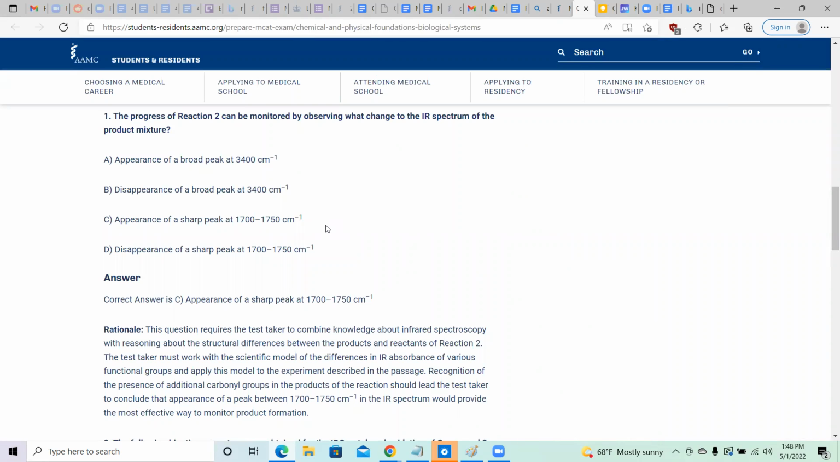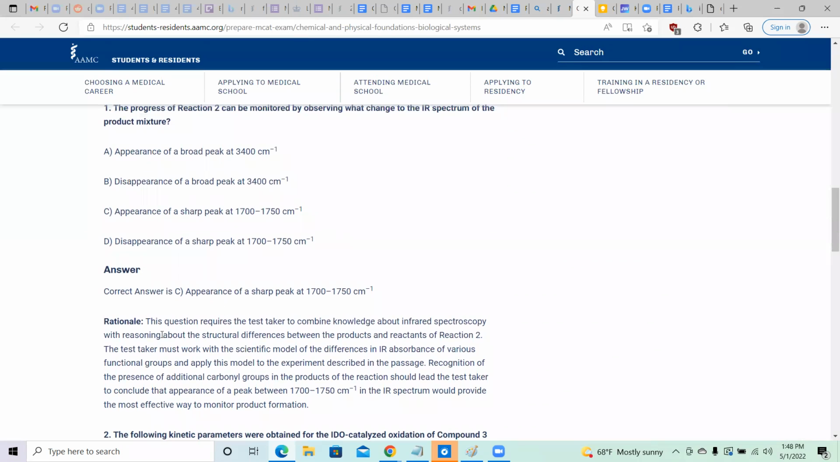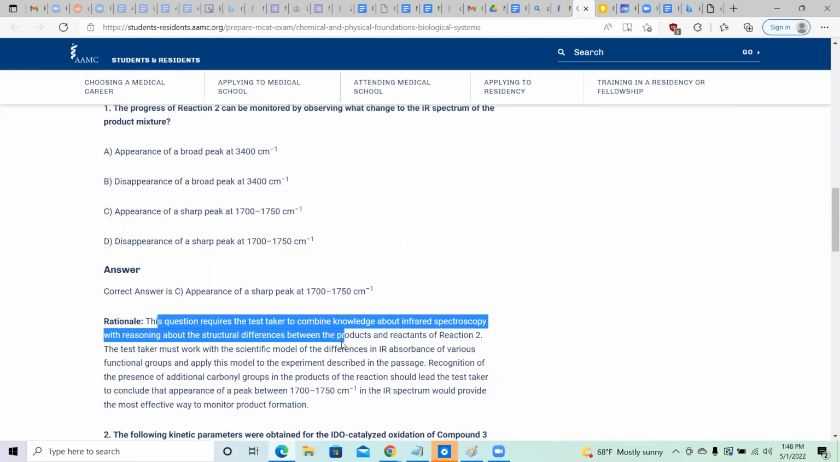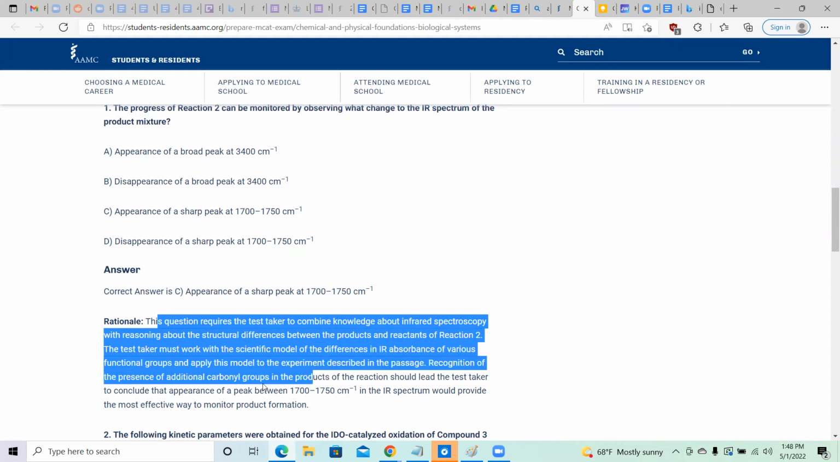So awesome. When you are feeling overwhelmed, just go through thinking critically, and you'll find that only at the very end do you often need to make a hard decision based on your discrete knowledge. So the rationale: this question requires a test taker to recognize the presence of additional carbonyl groups, which leads the test taker to conclude the appearance of a peak in this range. Good, awesome.